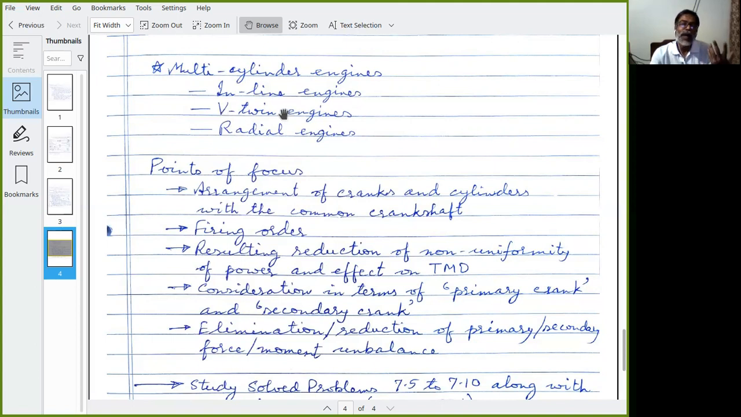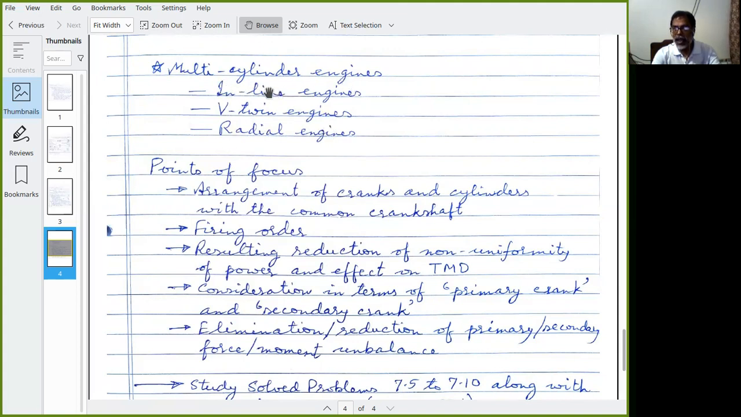If you extend this idea, why stop at two? Let us have five, let us have six, and put them radially at this much angle, another that much angle, another angle, another angle. Then you have radial engines. And the number of cylinders are organized in different radial directions in the same plane. You see, V-twin engine and radial engine are in the same plane, not in line.